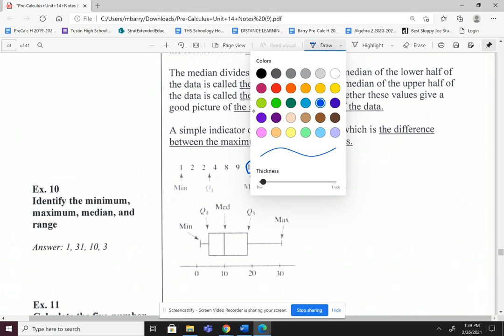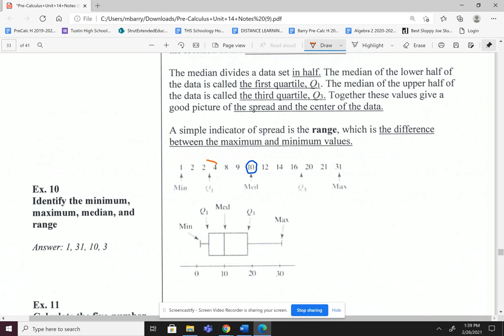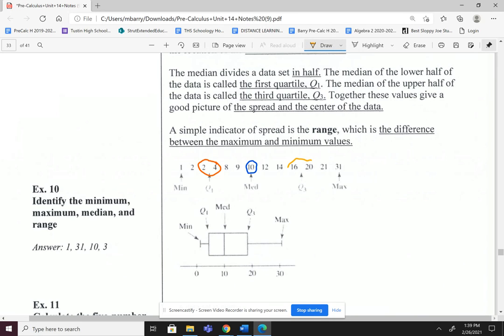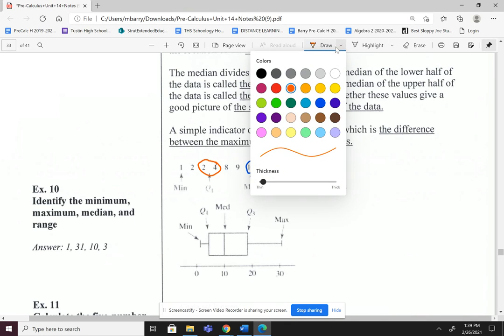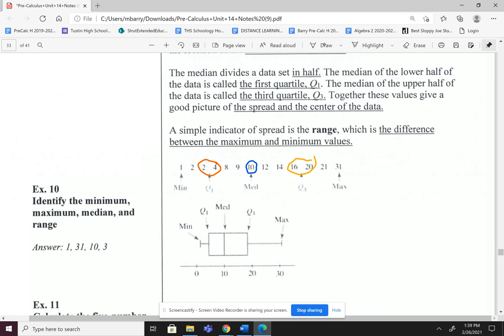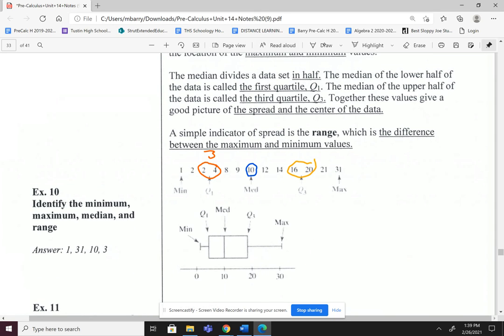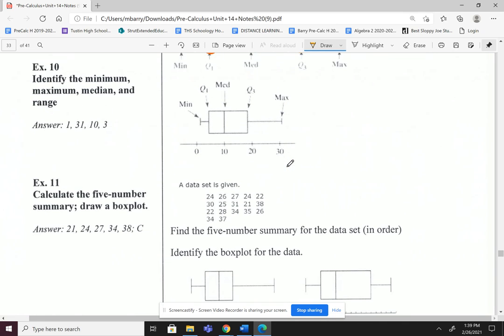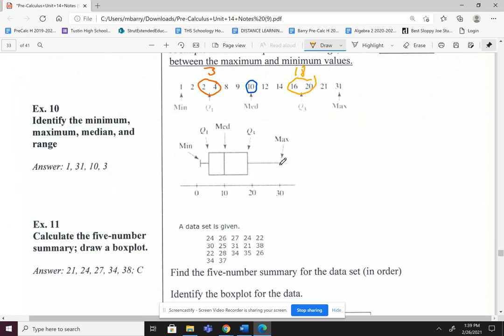So if we're looking at the first half of the data here, the median would be between 2 and 4. And if you're looking at the second half of the data, the median would be right in between 16 and 20. So then they identify the Q1 as 3, which is the number right in between those. And then they identified the Q3 as 18, which is the number right in between those. Okay. Cool. So that is how they got that. And then obviously the min is 1 and the max is 31.